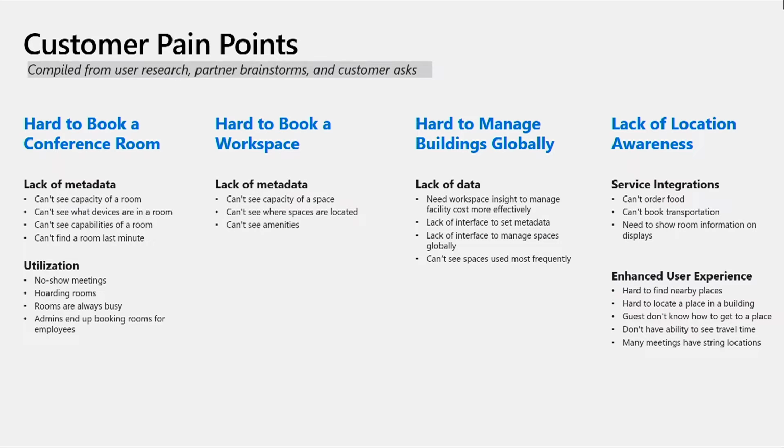And finally, there's a lack of location awareness. So for the user, it's hard to see a map of the place or maybe what's the travel time required to get to that place, because really there is no data around where that conference room is located or where that neighborhood is located within the building. And so you can see a common trend here is that there's a lack of metadata, with conference rooms, with workspaces, with buildings, with location awareness. And so with our Places API, we really want to create a place where you can set all your metadata for all your types of places and use them in so many different experiences that require location information.